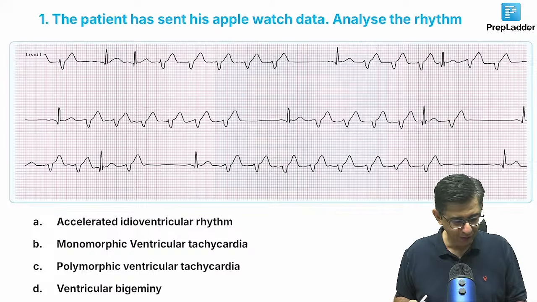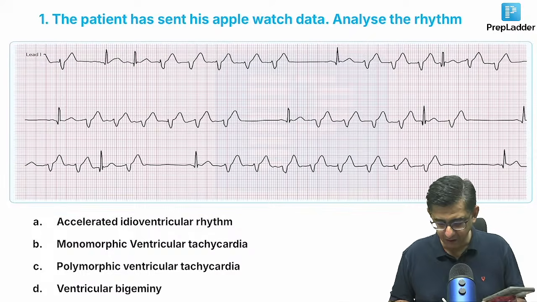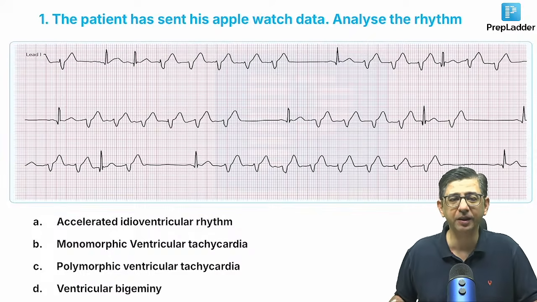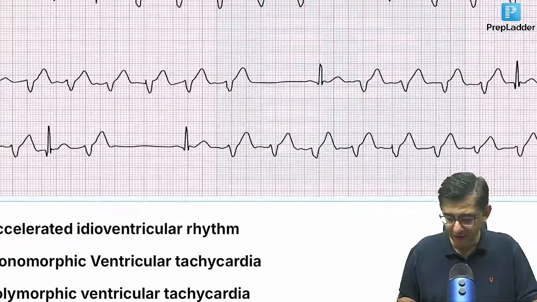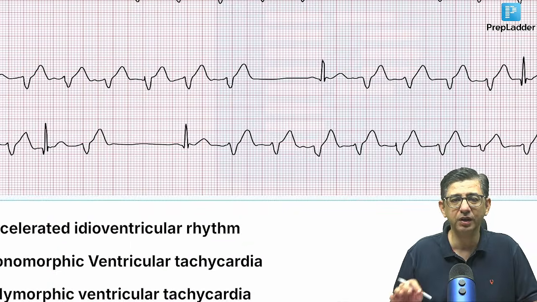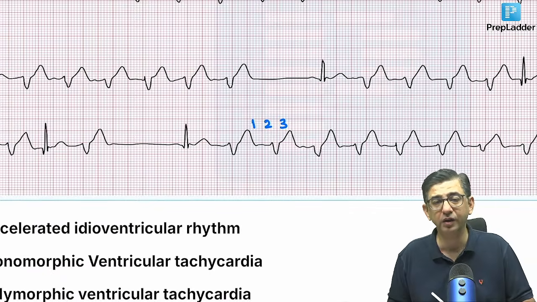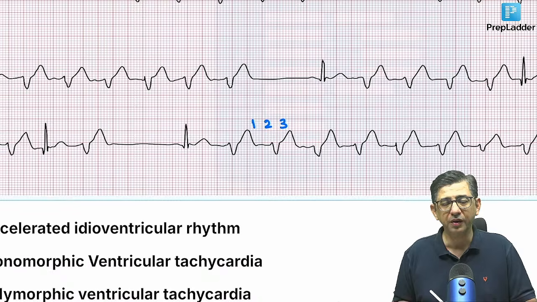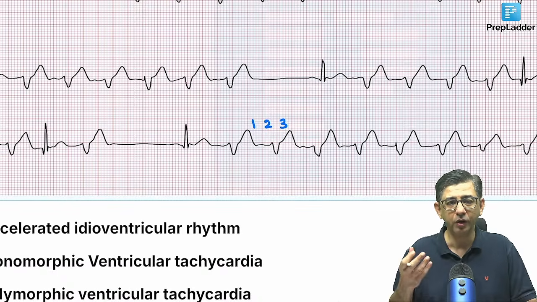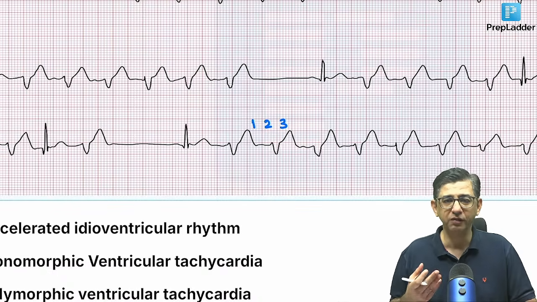So I'm getting very good answers here. One I got is monomorphic ventricular tachycardia. My suggestion to you guys is, every time you are given an ECG, the first thing you're supposed to do is calculate the heart rate. And this is not a ventricular tachycardia because the heart rate is 100. I cannot call it a monomorphic ventricular tachycardia.